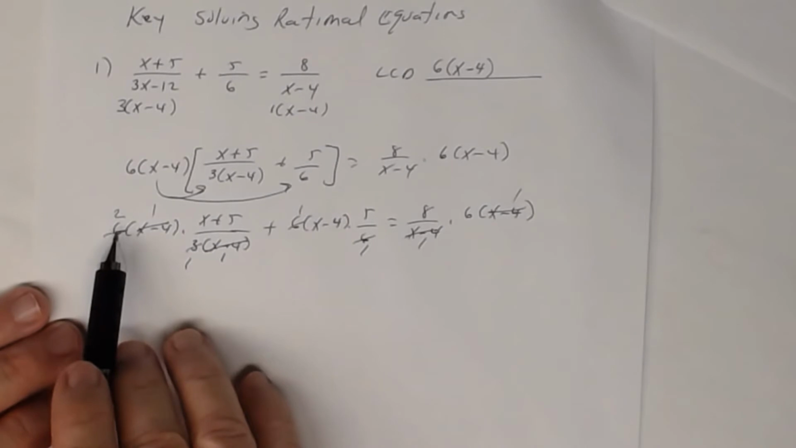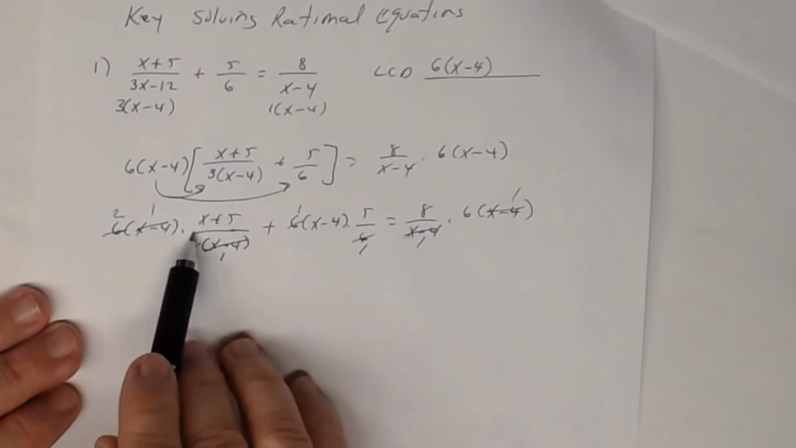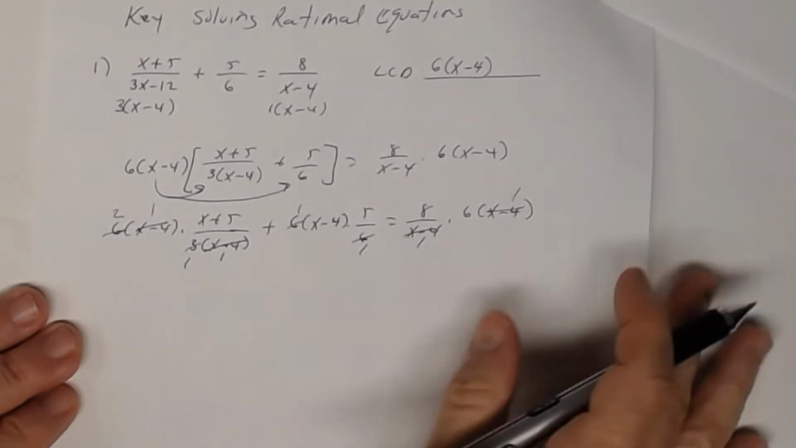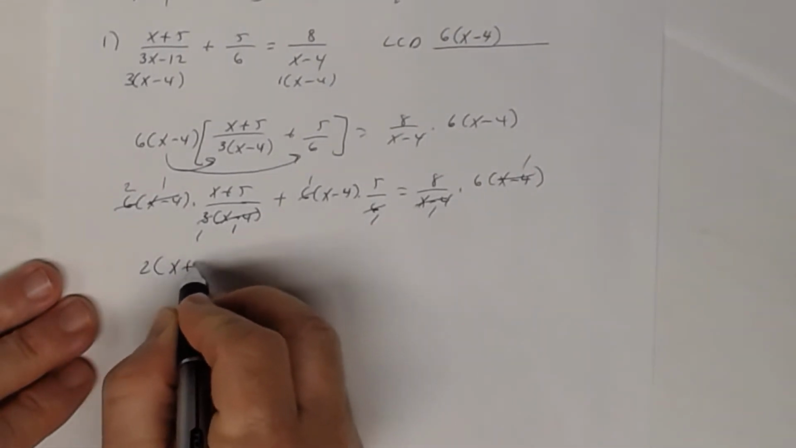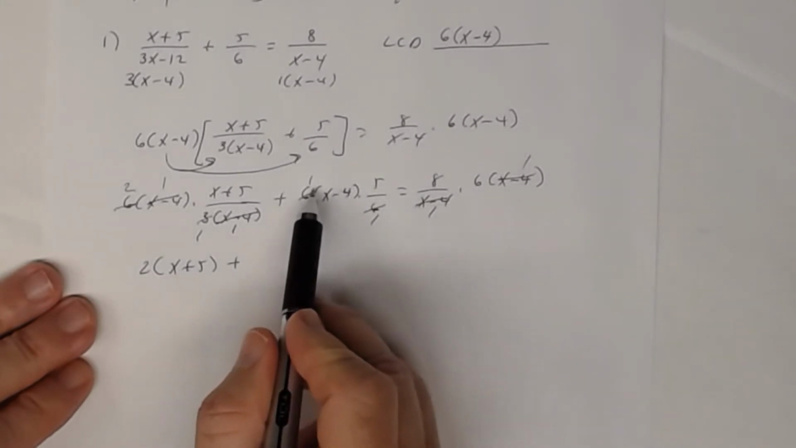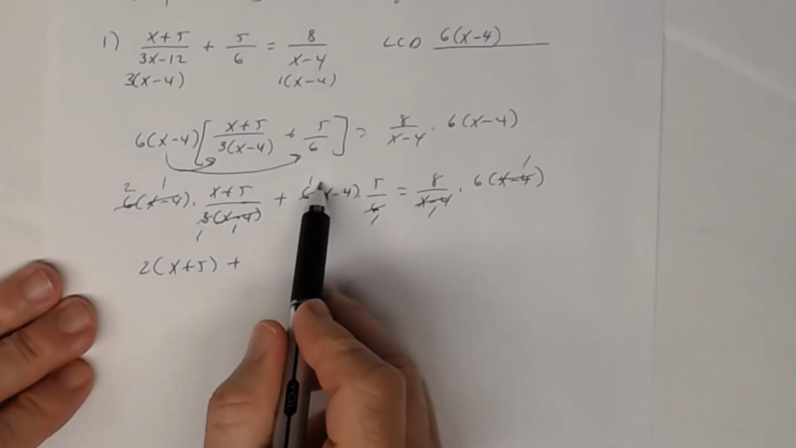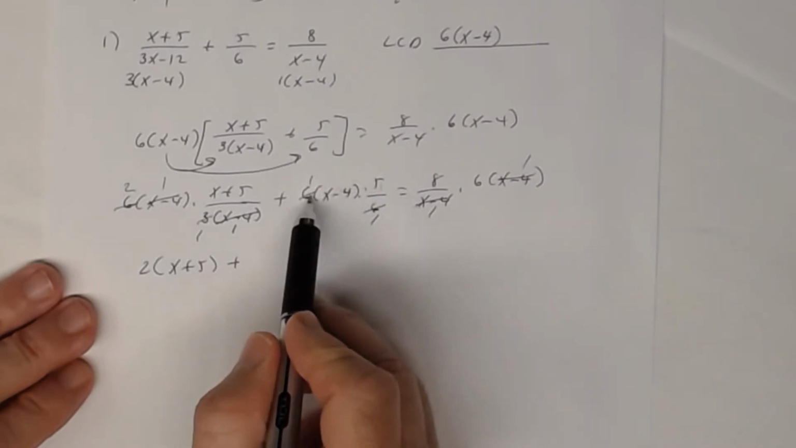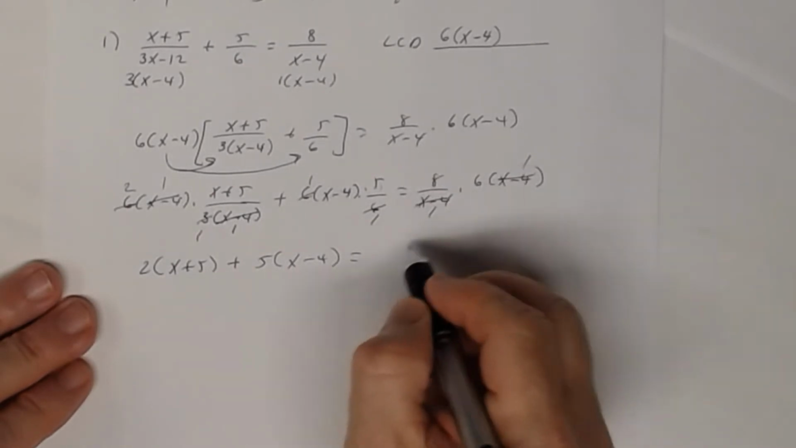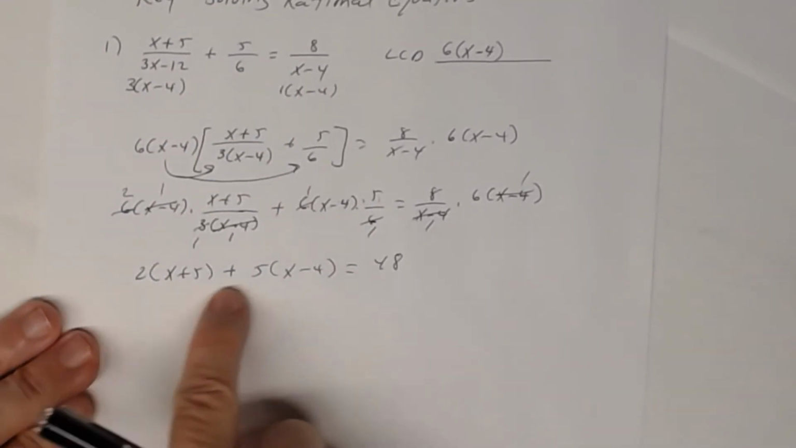Okay, now we're going to rewrite this. So I have 2 times 1 times x plus 5. So remember, 2 times 1 is 2, and then each term in this numerator is going to be multiplied by 2. So the next thing you want to do is write it as 2 times x plus 5, plus 6 times x minus 4 times 5. Now remember, that's a 1. Multiplication is commutative, so the order in which you multiply does not matter. So I would say 1 times 5 is 5, and then multiply that by x minus 4. So 5 times x minus 4 equal, and over here, 8 times 6 times 1 is 48. All right, so now notice I went from a rational equation to a linear equation.